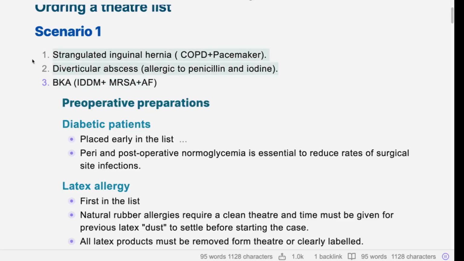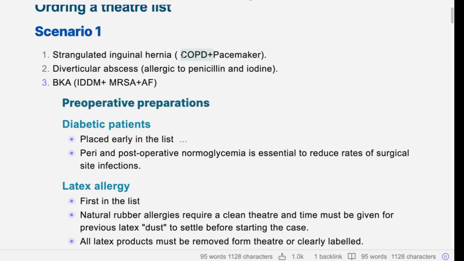To be able to arrange these cases, they are already arranged, but to be able to reach a decision on those 3 cases, we need to know a few things. First of all, we have a COPD patient, so we need to think what to consider in a patient with COPD. On the other side, we have a patient with a pacemaker, and what are the precautions to take before, during and after surgery.